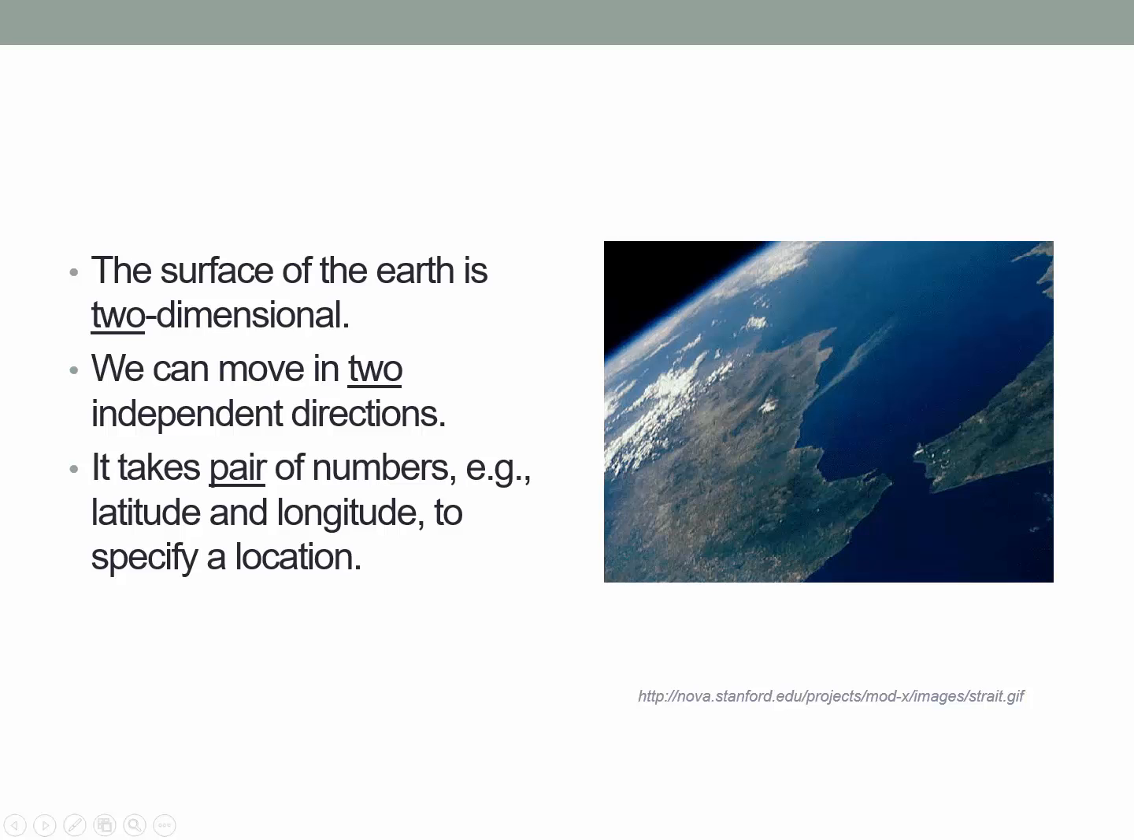The same thing can be said about the surface of the Earth. Again, it's two-dimensional. That is to say, if we're on the Earth and we're not allowing ourselves to fly up in a balloon or to go down in a well or something like that, we can only move in two independent directions, and it takes a pair of numbers to specify where we're located. And that's, of course, a quite familiar concept. On the Earth, we tend to use measurements which are called latitude and longitude. Notice a pair of numbers to specify a location.